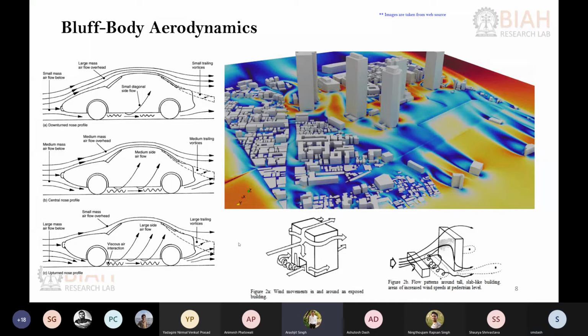Sir, for me, the slide is still the harvesting of wind energy only. Can you see now? No. What about others? Yes, sir, we can see bluff body aerodynamics. Yes, it has changed. Okay, maybe you have an internet issue, Arshajit. Okay, I'll check.